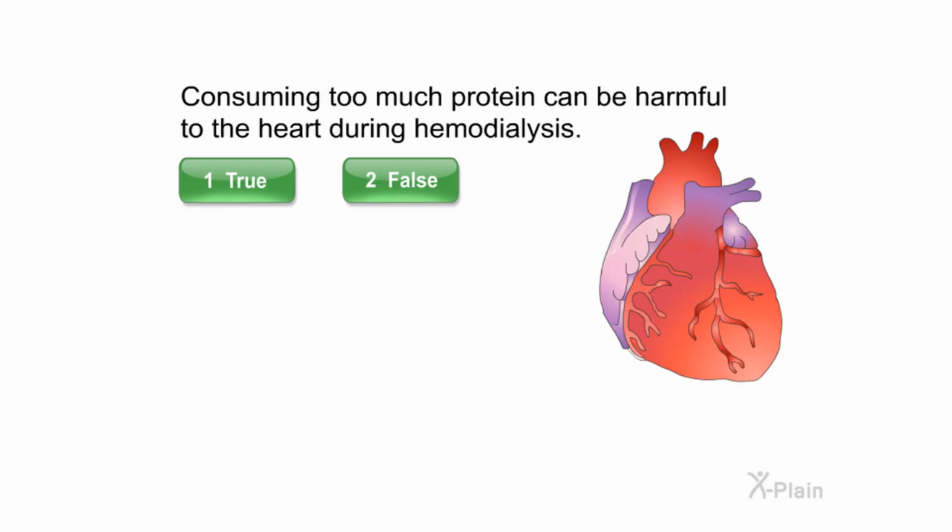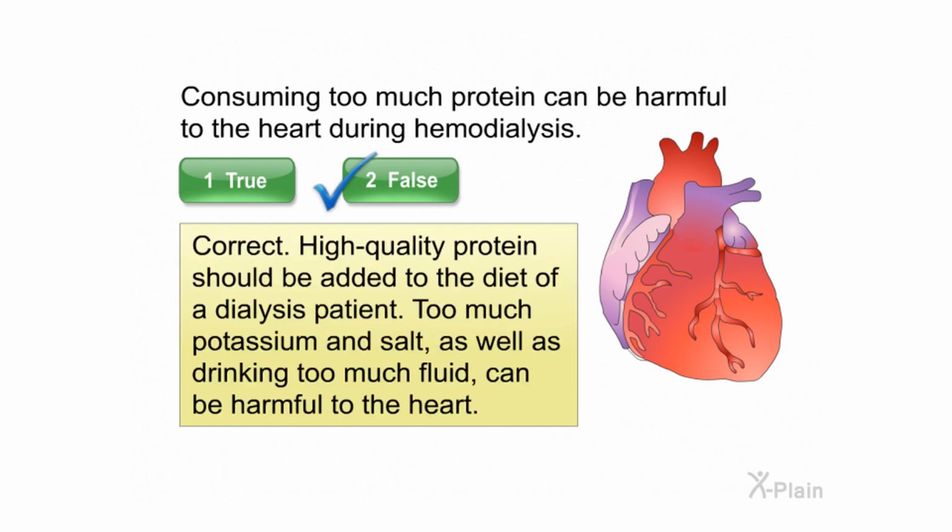Consuming too much protein can be harmful to the heart during hemodialysis. Select true or false. Correct. High-quality protein should be added to the diet of a dialysis patient. Too much potassium and salt, as well as drinking too much fluid, can be harmful to the heart.